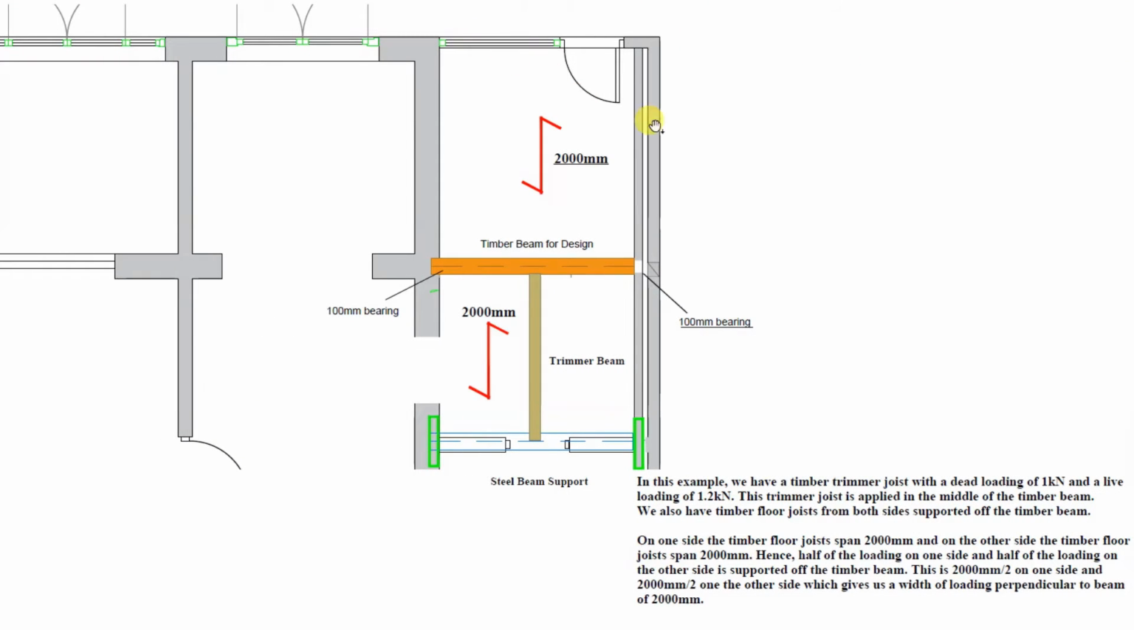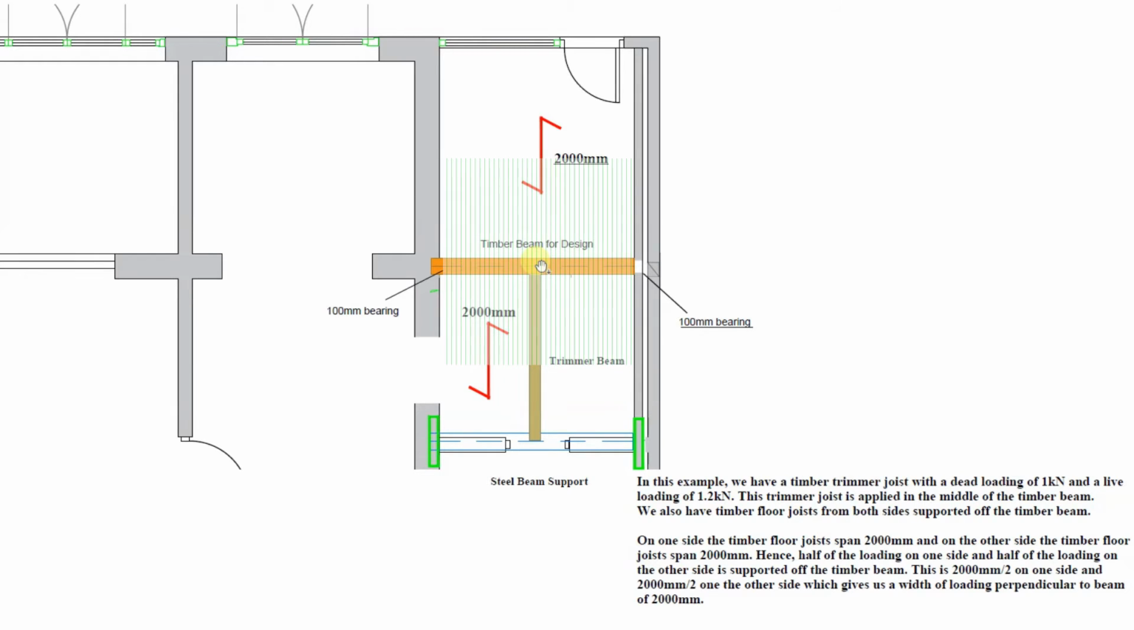Now, this is the diagram of our example, and this is the timber beam. And we can see here that we have a trimmer beam, which is supported off the timber beam. And also, our timber beam supports floor joists on either side. In this example, we have a timber trimmer joist with a dead loading of 1 kN and a live loading of 1.2 kN. This is a concentrated loading. The trimmer joist is applied in the middle of the timber beam.